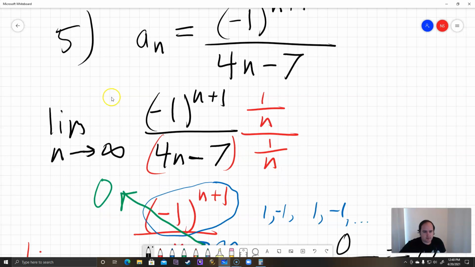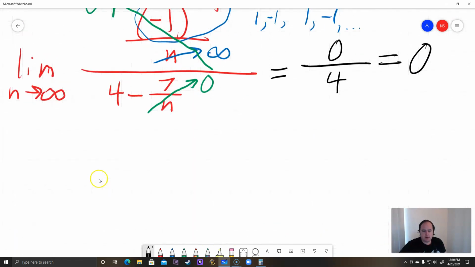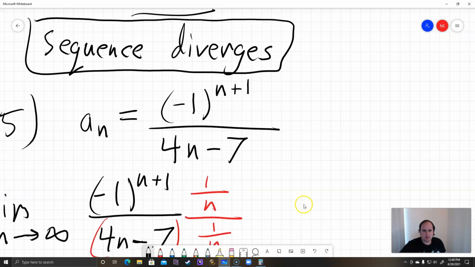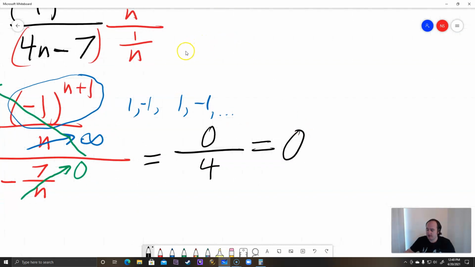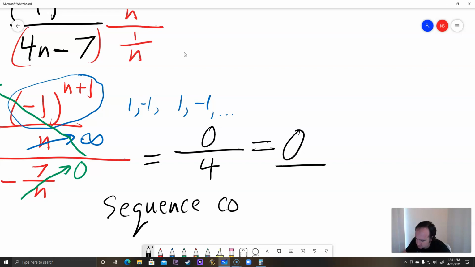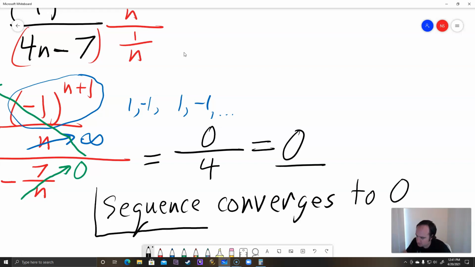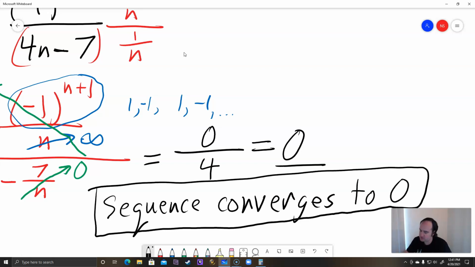So, that was number 5, and because that answer was 0, 0 is a finite number, so this sequence actually converges. Okay, so the sequence converges. And what does it converge to? Well, it converges to 0. Because 0 is a finite number, and the limit exists, so the sequence converges to 0.